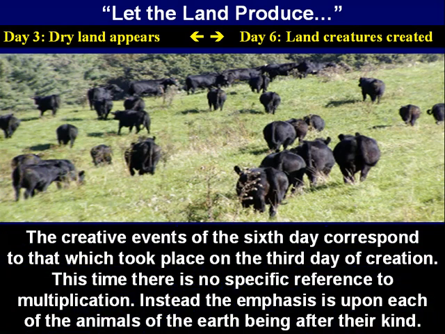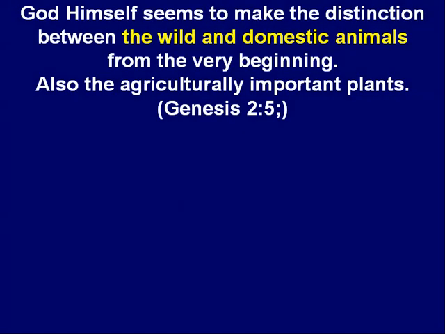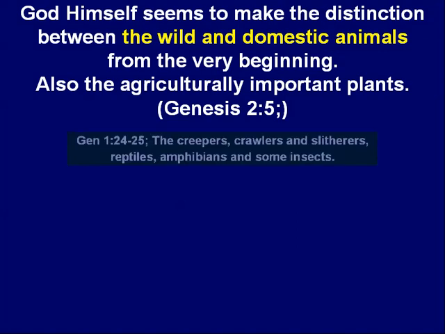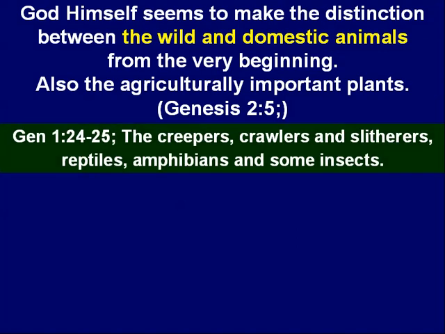The creative events of the sixth day correspond to that which took place on the third day of creation. This time there is no specific reference to multiplication. Instead, the emphasis is upon each of the animals of the earth being after its own kind. God himself seems to make a distinction between the wild and domesticated animals from the very beginning, also the agriculturally important plants. Verses 24-25, the creepers, the crawlers, the slitherers, the reptiles, the amphibians, and some insects.